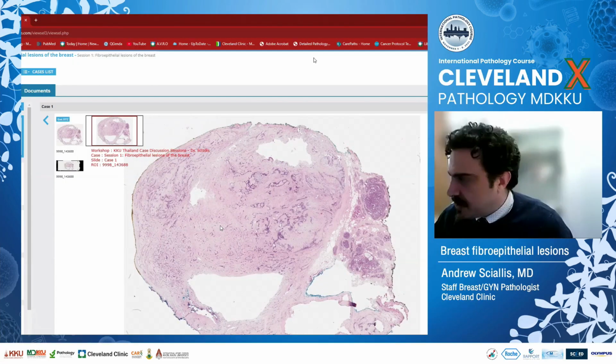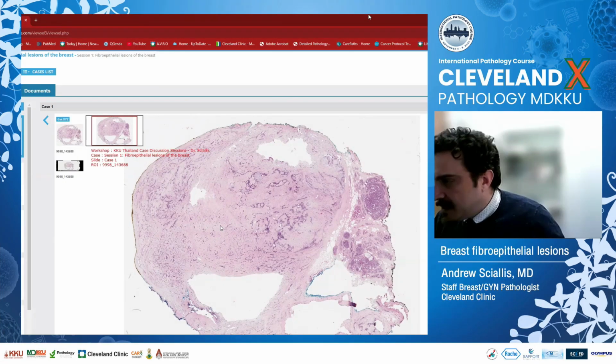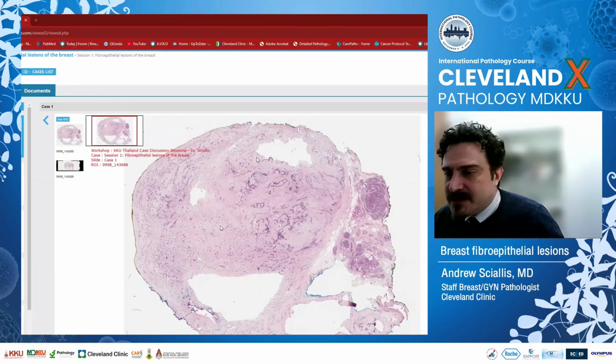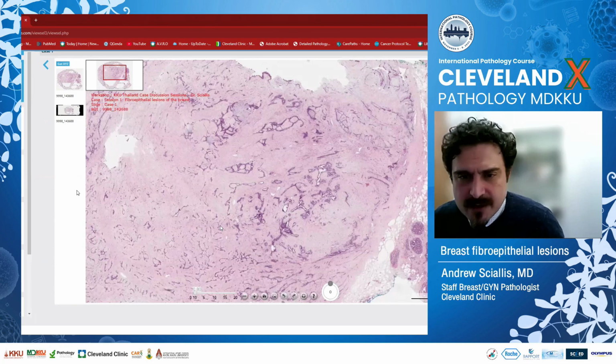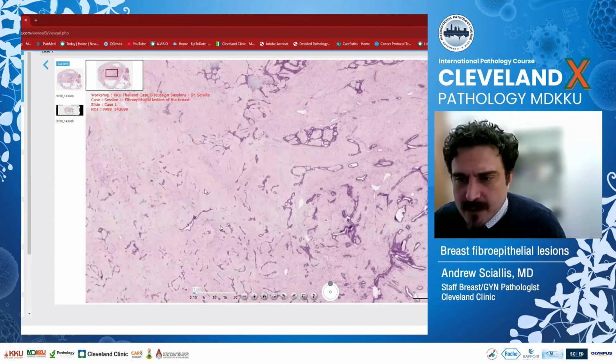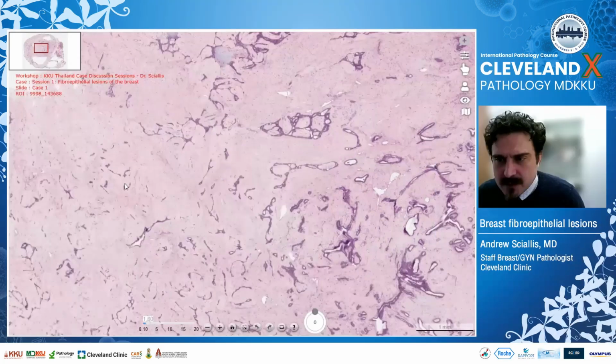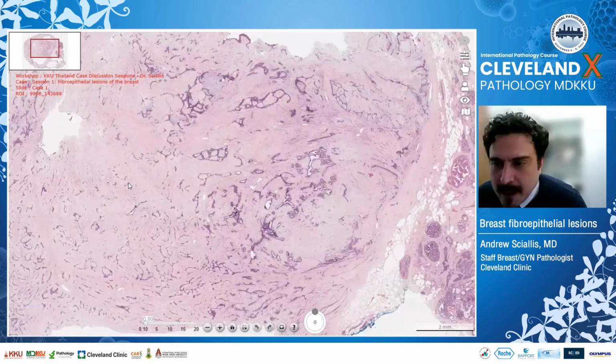Well, hopefully you find these cases interesting. Most of these cases I just chose to illustrate points rather than to show something interesting. But first, let's just start with what we have right here. Are you able to see the scanned image? Okay. So here we go.